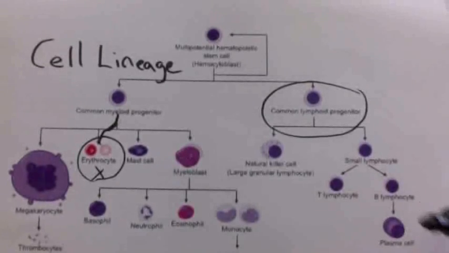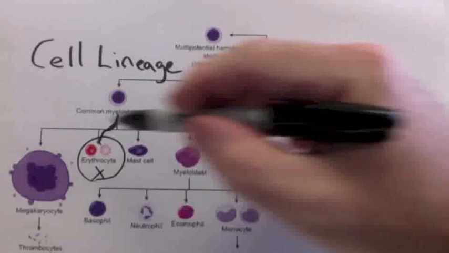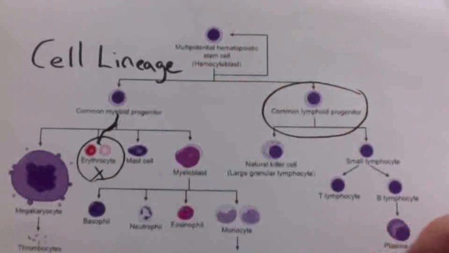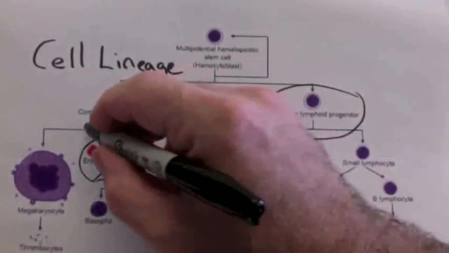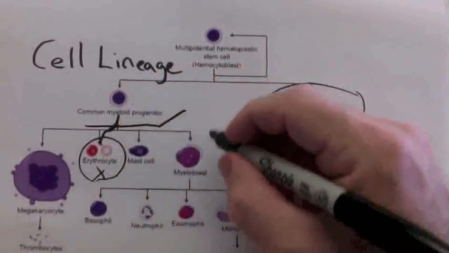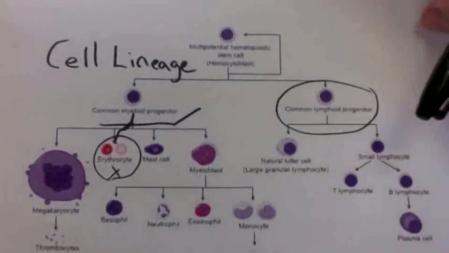So when we have a cell that started off with the ability to make many different things, but eventually gets to the point at which it can only make one cell type, that cell is said to be committed.